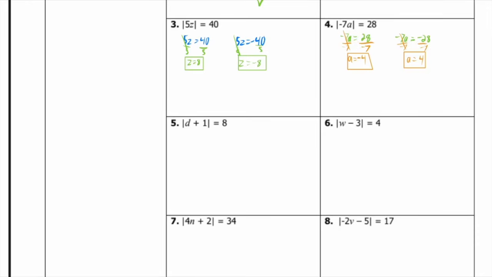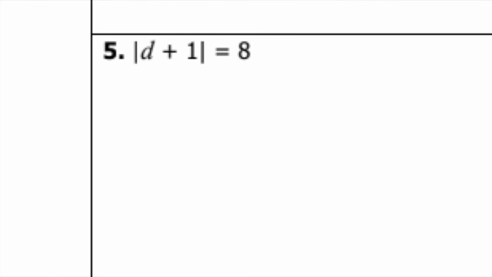Now, number 5 here, we have the absolute value of d plus 1 equals 8. I just want to further explain what it would look like for the absolute value to not be isolated, because the variable is not isolated, but the absolute value bars are isolated. For it to not be isolated, it would be like if you had 3 times the absolute value, 3's outside the absolute value and doing something with that absolute value expression. Or maybe like divided by 3, that's also not isolated yet, so I'd have to undo that.